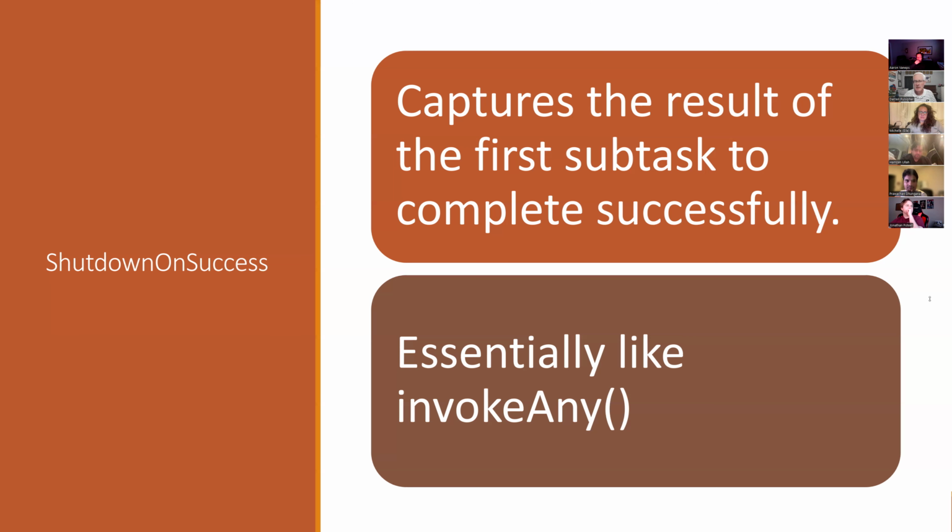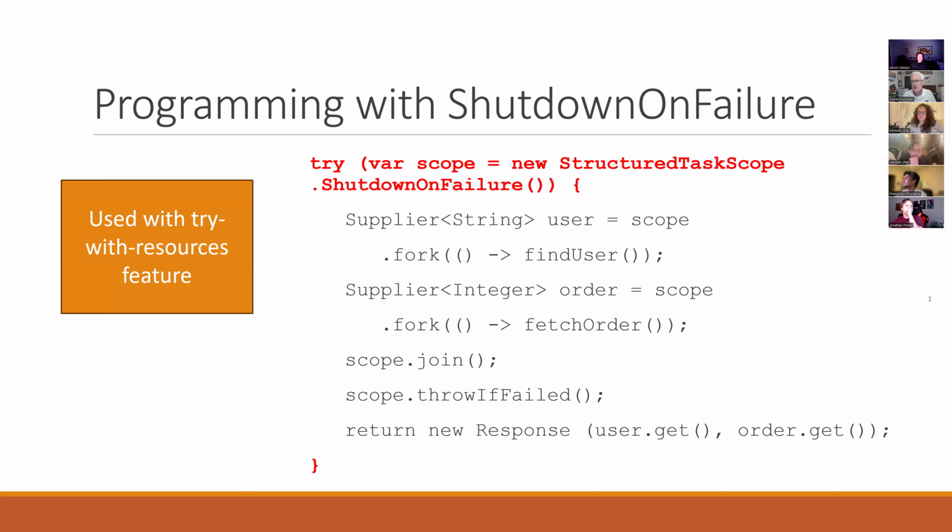Okay. All right. Let's take a look at some code now. You guys should be familiar with this. This sort of concept will be on the test. Okay. It's used with the try with resource pattern. So I'm going to try with this scope. I created a structured task scope, which is shut down on failure.